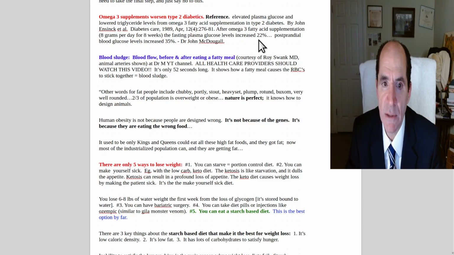Here's the reference, elevated plasma glucose and lower triglyceride levels from omega-3 fatty acid supplementation and diabetes. After omega-3 acid supplementation, the fasting plasma glucose increased 22%. That's a lot. Anything that increases diabetes is not good. Postprandial blood glucose levels increased by 35%.